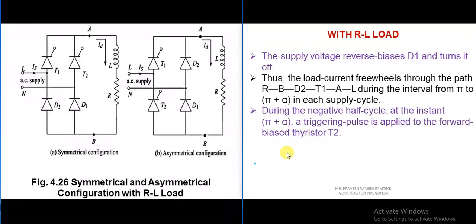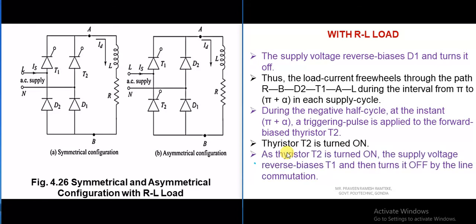During the negative half cycle, at instant pi plus alpha, a triggering pulse is applied to forward bias the SCR T2. Now as the SCR T2 is fired, it is turned on. As SCR T2 is turned on, the supply voltage reverse biases the SCR T1 and it turns off by the line commutation action.